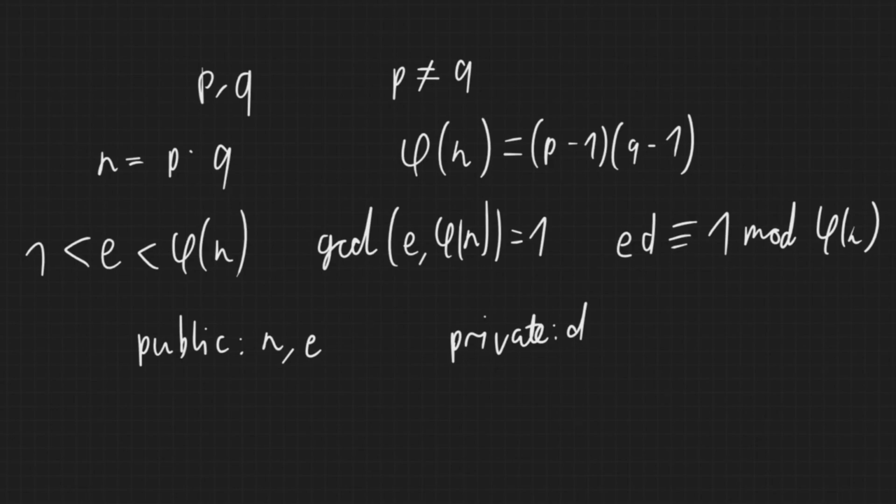You might be wondering, well, we just calculated D like this. Couldn't an attacker simply calculate D the way we did? Well, they could if they knew phi of n.